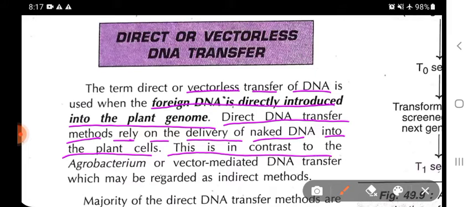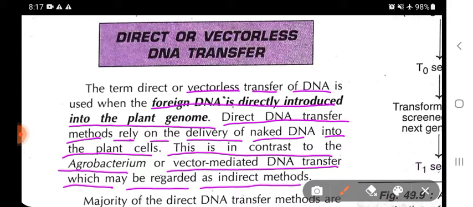This is in contrast to the Agrobacterium mediated gene transfer or vector mediated gene transfer, which may be regarded as indirect methods. So the Agrobacterium mediated gene transfer or any other vector mediated gene transfer is an indirect method through which we are introducing our DNA into the plant cells, into the animal cells, right? Well, animal cells cannot be transformed by using Agrobacterium.